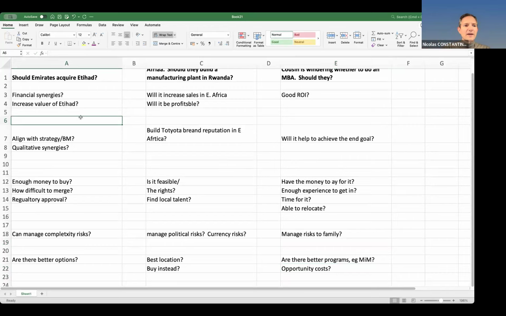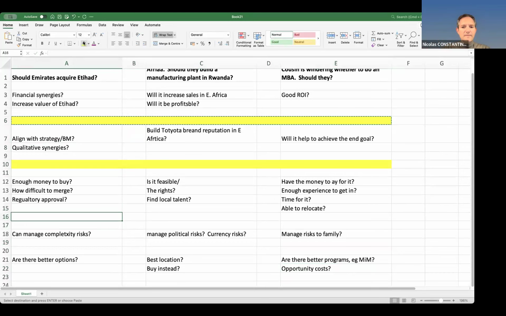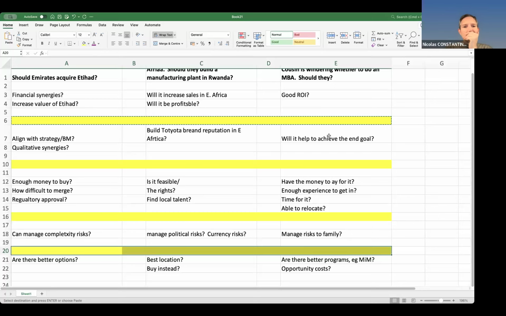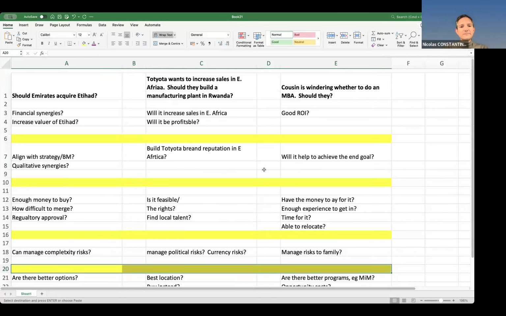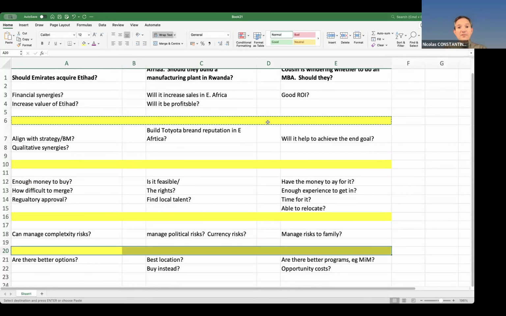So do you guys see the pattern here? Anybody see any pattern? I will give you a bit of a hint. Okay, so the pattern is this. One type of criterion you've been thinking about is financially, is it a good idea? That's at the top. The next kind of criteria is qualitatively, is it a good idea? Does it fit with strategy? Will it help to achieve the end goal? Another type of criterion is feasibility. Fourth is risk management, exactly. And fifth is, are there better alternatives, options? That's exactly it. You got it.